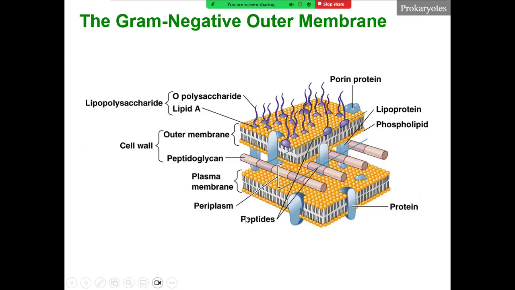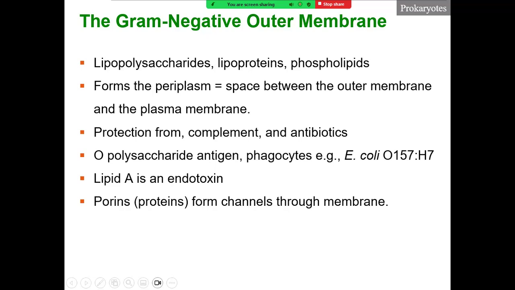I think I've already talked about all of these molecules. So the gram-negative outer membrane is a little different. It does have some other molecules that the gram-positive cell wall lacks. It does have lipopolysaccharides. That will be where the endotoxin is, the lipid A portion of this lipopolysaccharide. It does have lipoproteins and phospholipids in the cell wall. Phospholipids are absent in the gram-positive cell wall.